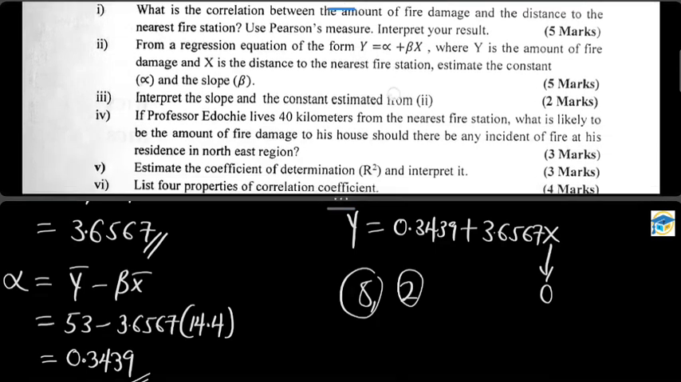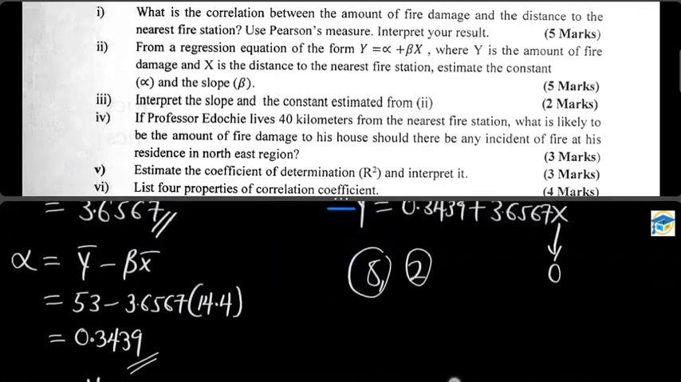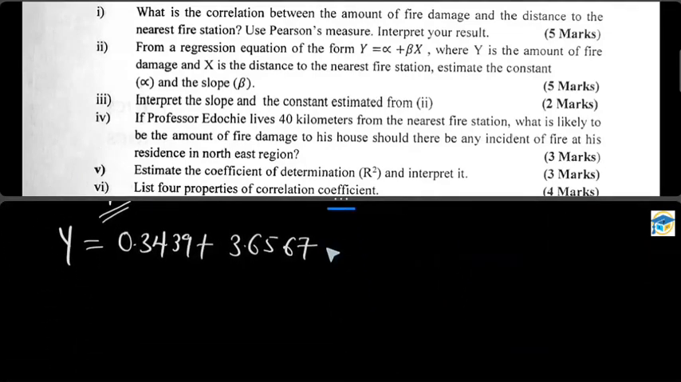Now let's move on to IV. We're told that if Professor Edochie lives 40 kilometers from the nearest fire station, what is likely to be the amount of fire damage to his house should there be an incidence of fire at his residence in the northeast region. So here is a matter of quoting the formula, which is y equals 0.3439 plus 3.6567 multiplying x. So here we know x is equal to 40 kilometers. What is going to be the value of y?